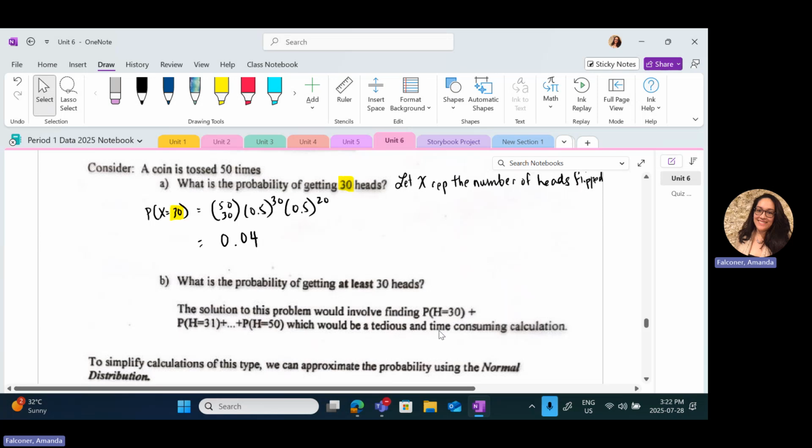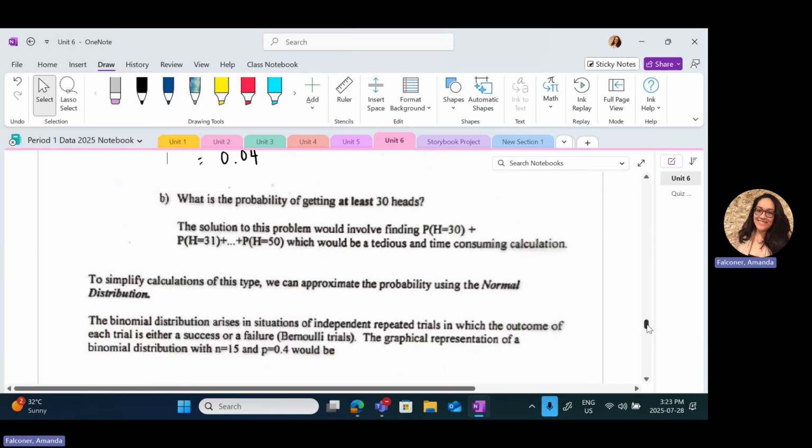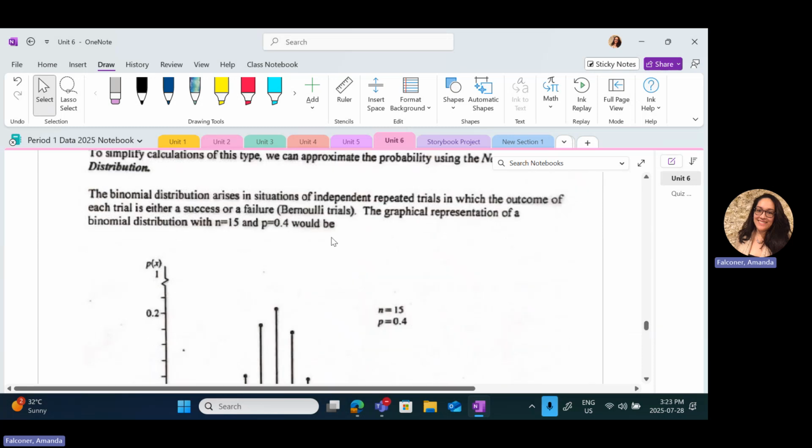Maybe not if we used Excel, but the way around that is to use today's lesson, and that is using the normally distributed characteristics on to the binomial distribution. It's called normal approximation to the binomial distribution. So to simplify calculations of this type, we can approximate the probability using the normal distribution.